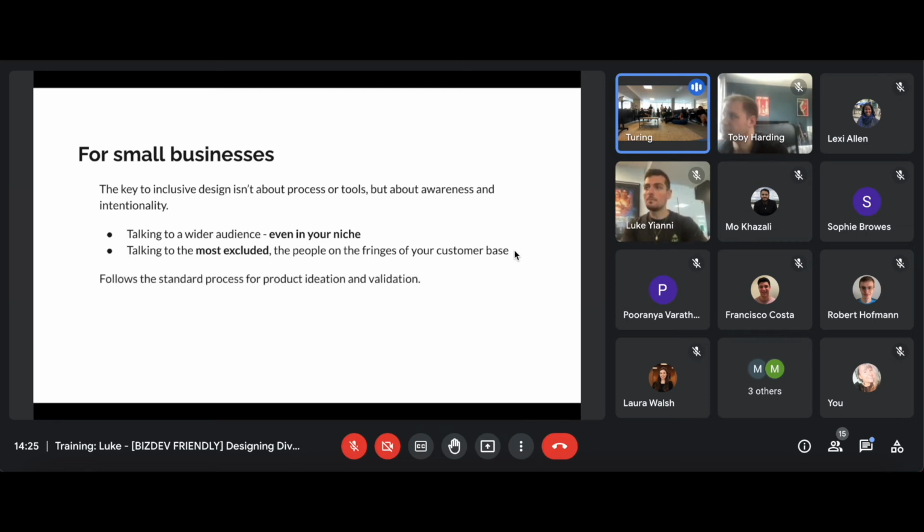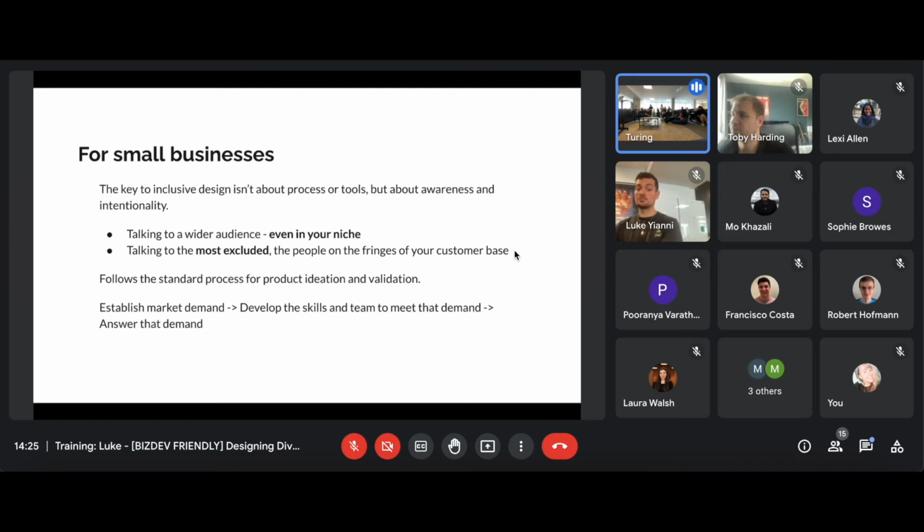Yeah, and what I mean by this is, the whole idea of finding that diverse audience and solving a problem for them really aligns with how a lot of companies have come up with ideation and product market fit. It follows that standard process of establishing a market demand. You establish the market demand of that person who is excluded, you develop the skills in the team to meet that demand, and you answer that demand. You're basically finding a problem, establishing a team who can solve that problem, and then you solve it. This is product market fit in a way.